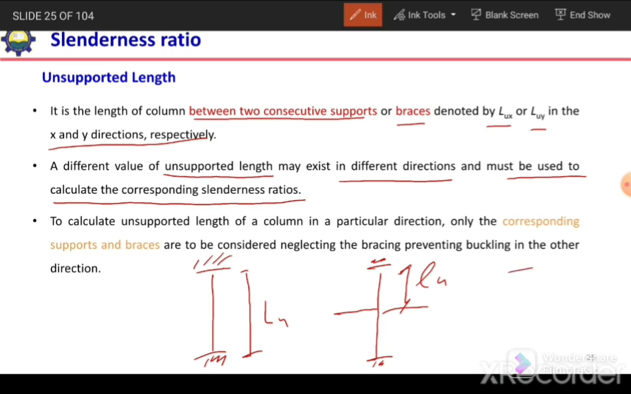For example, if we have a W section and we are going to consider this X axis, we need to consider the length corresponding to this. If there exists bracing in this direction at an intermediate point, then we need to consider the distance from the support up to that bracing. Otherwise we need to consider the whole length. But if the bracing is in this direction and there is no bracing in this direction, then we will consider the unsupported length from the first support up to the last support. So we need to consider the corresponding direction to select the unsupported length value.